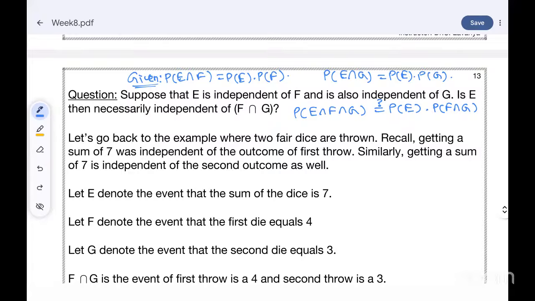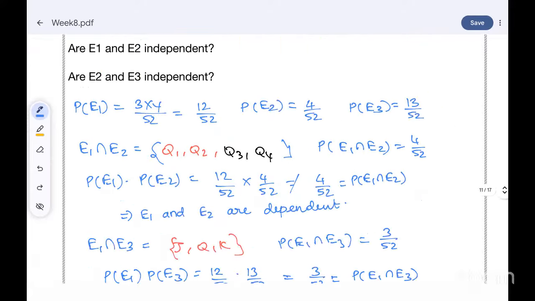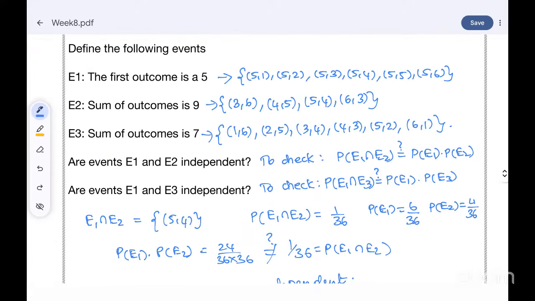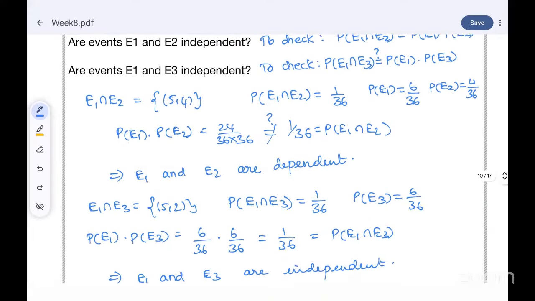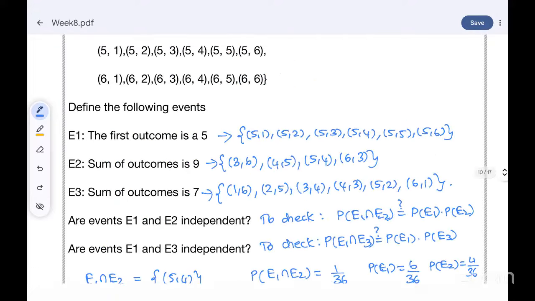We have seen the case where two dice are thrown, when the sum of 7 is independent of the first throw. So here, let's go back. When the sum is 7, it is independent of the first outcome. So you saw that E1 and E3 are independent, right? Whether the first outcome is 1, 2, 3, 4, 5, or 6, whatever it is, you will be getting the same answer.